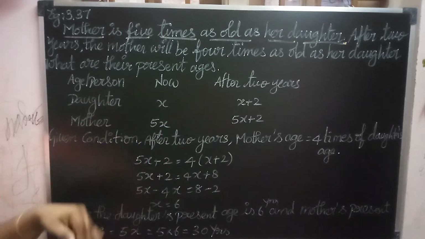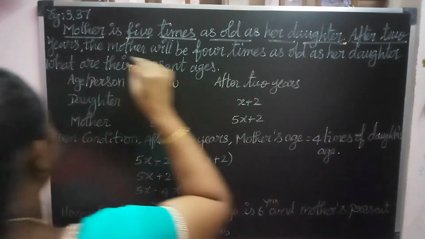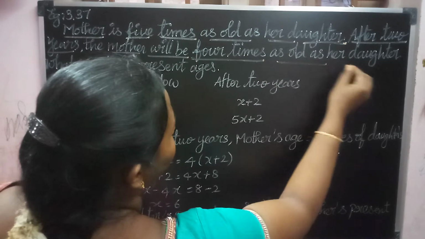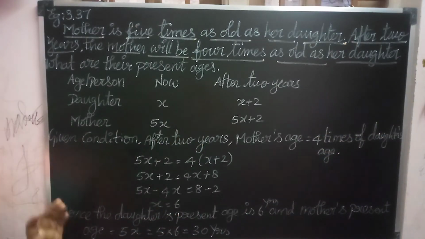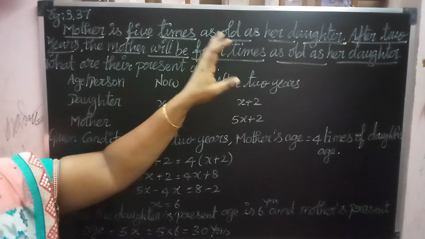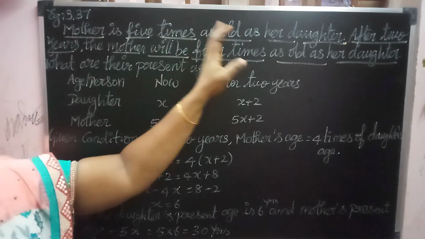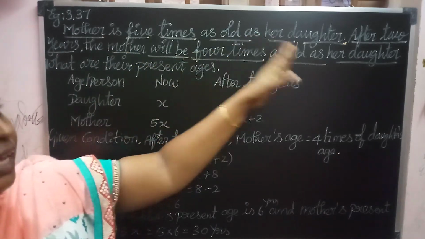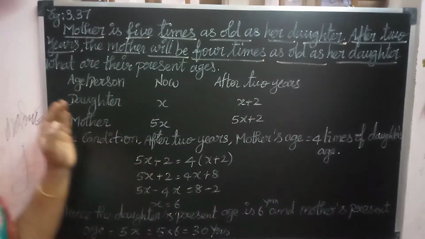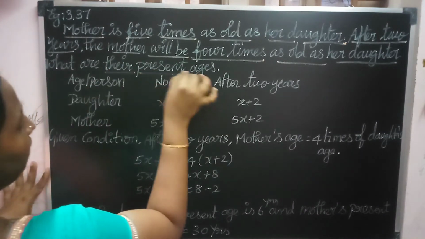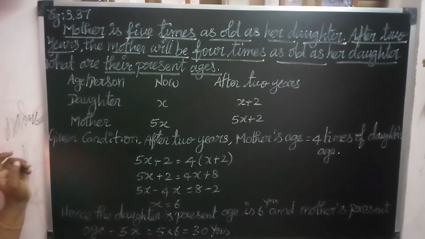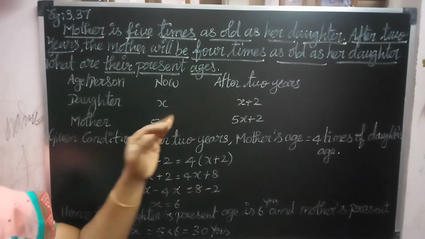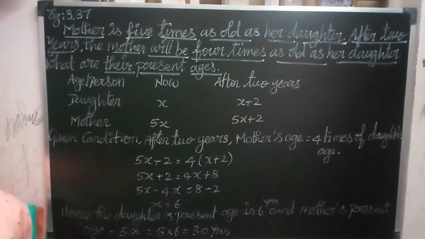After 2 years, the mother will be 4 times as old as her daughter. Now the mother is 5 times as old as her daughter. After 2 years, the mother's age will be 4 times her daughter's age. So what are their present ages? We are going to find the age of the mother and her daughter. We are assuming the daughter's present age as x. Now the age of the daughter is x.